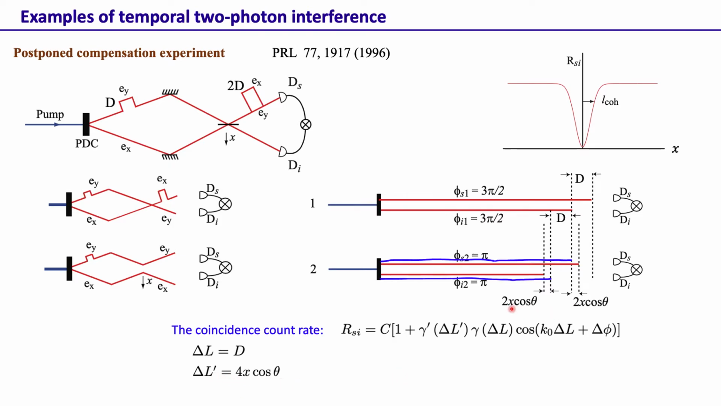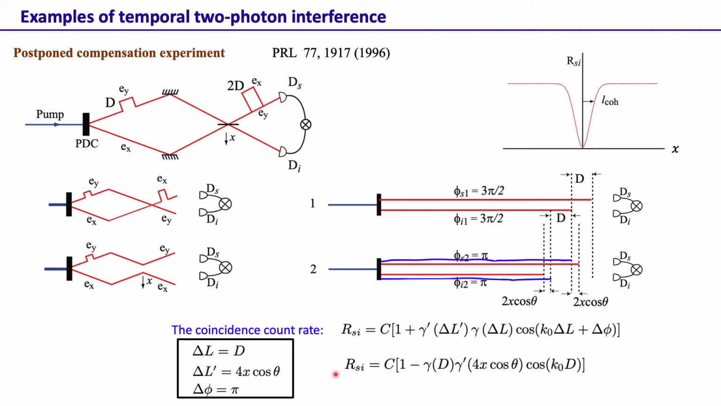It's only when we introduce x that we get delta L prime, and that's 4x cosine theta, and delta phi is just pi. So this is pretty much the same as the Hong-Ou-Mandel effect we did in the last example, except that delta L in the other case was 0, and now it is d. So if we just substitute these values in here, the coincidence count rate is given by this expression.